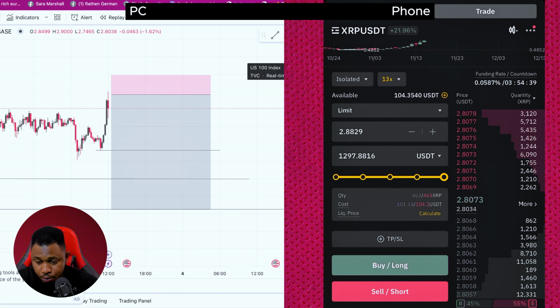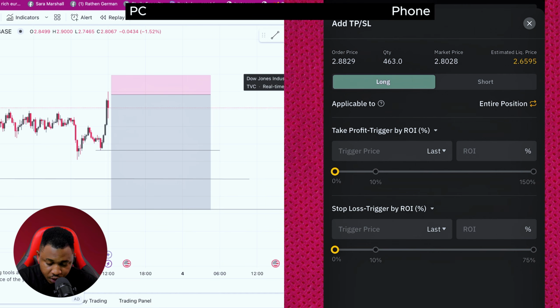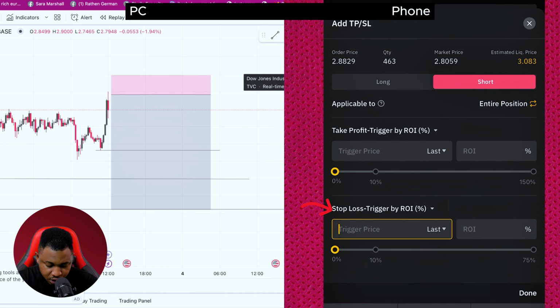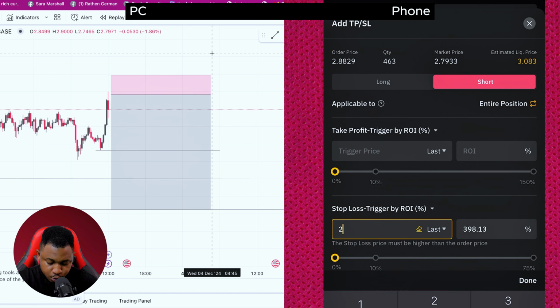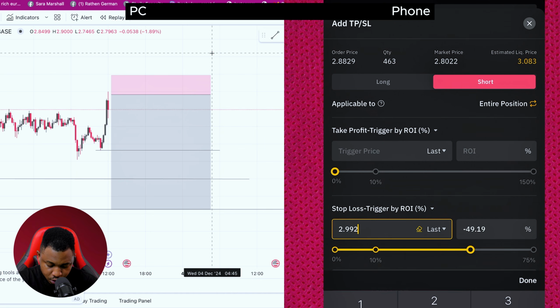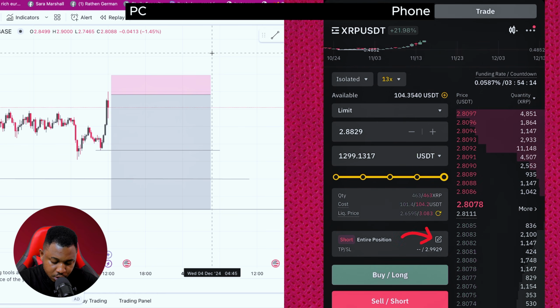And what is our stop loss and our take profit? You can see TP/SL. I'm going to click on it right now, and this is a short position, so I'll click on short. What is our stop loss? I'll start with that. It's actually 2.9929, so I'll type 2.9929. You can see if this trade hits my stop loss, I'm going to lose 49% of my money, which is around $50.93. You can see it right here.